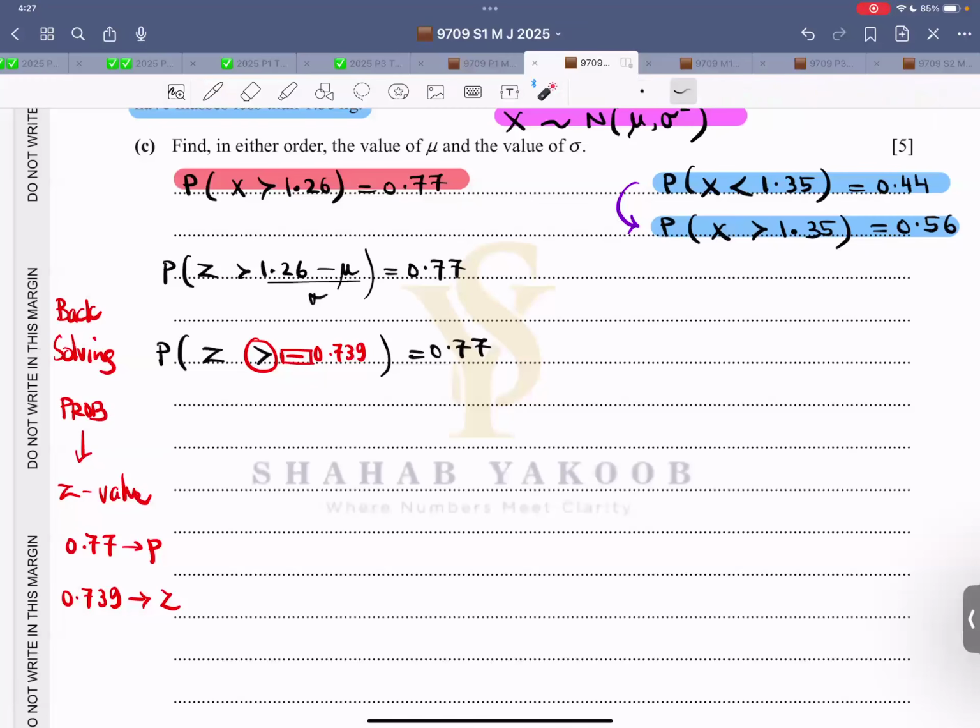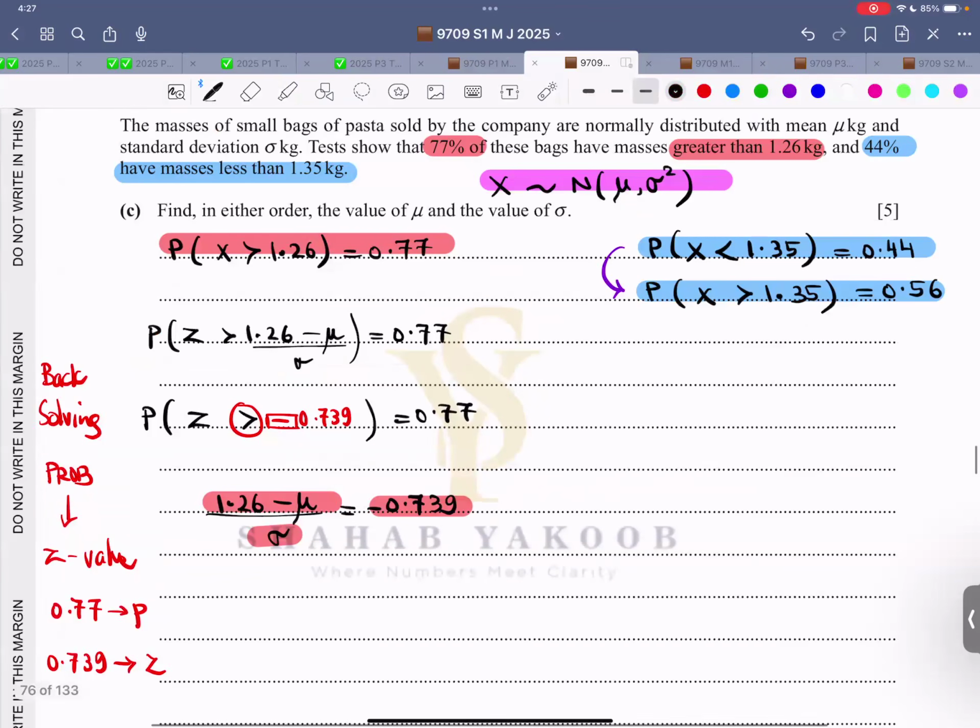So now this is done. Now let me write it down. So therefore (1.26 minus mu) divided by sigma is negative 0.739. So this is the first thing that is done. That is the first equation. Let me go to the next one, the blue one.